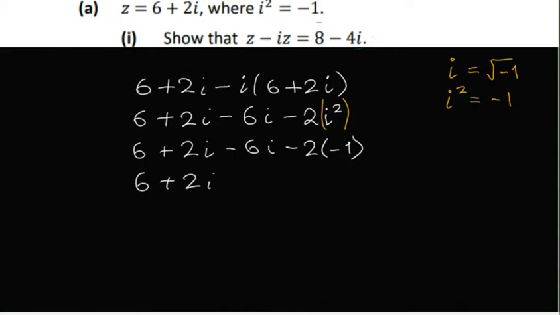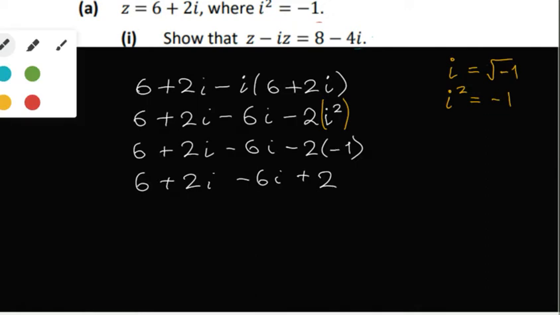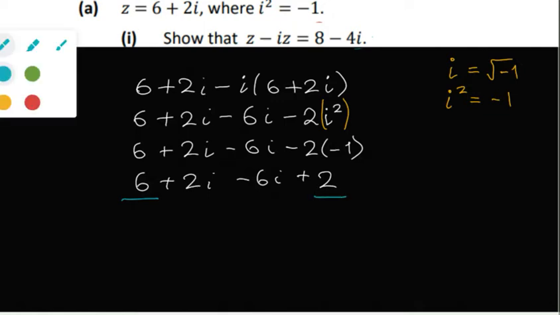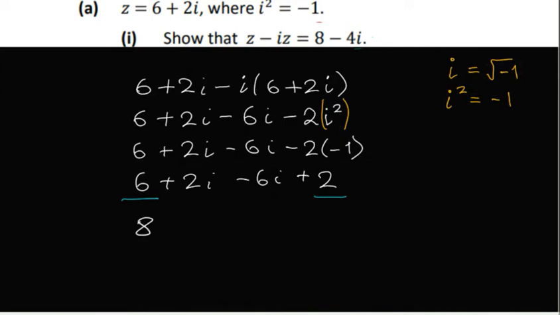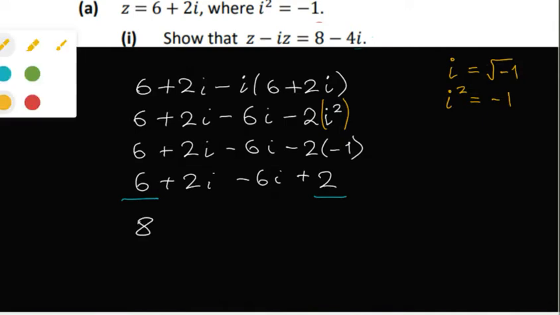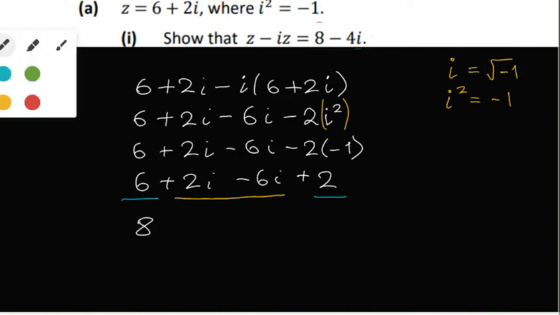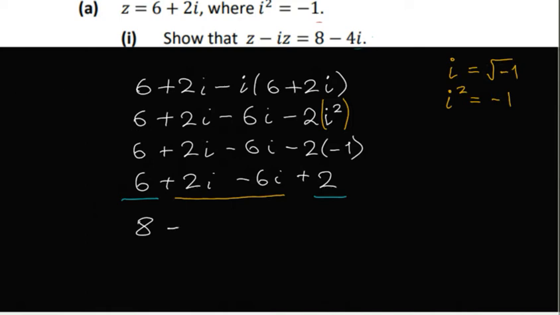Now we're going to get a real value over here. Let's look at what we have. We have 6 for the real and 2 for the real, so overall we have an 8. And secondly, we have a plus 2 and a negative 6 for the i. So this will give us a result of minus 4i, which is correct.